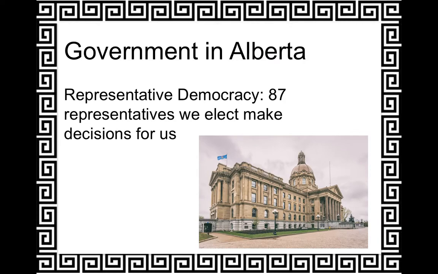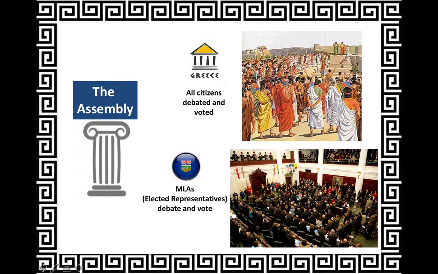The government in Alberta is a representative democracy. So there's 87 representatives we elect that make decisions for us. The difference between the Greek Assembly and the MLA Assembly is that if you were a Greek citizen, you were a part of the Assembly and you had a vote automatically. So you would go to the Assembly, you would vote, and a decision would be made. That's what we call direct democracy, where everybody as a collective gets a chance to vote.